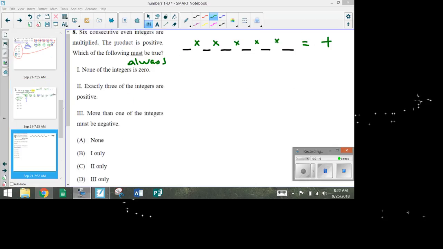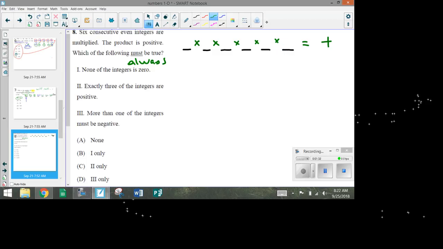So what do you think? None of the integers are 0. Is that right? Imagine, let's say one of them is 0. For example, this one is going to be 0, all right? So what is the result going to be? 0. That's going to be 0.